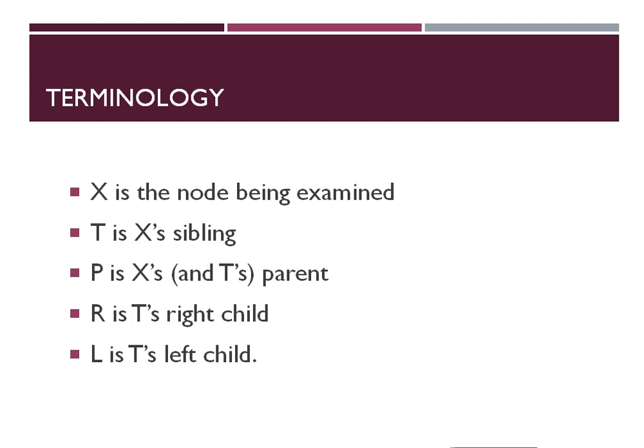So the terminology here is X is the node being examined. In the example we are taking here, we are examining the node which is labeled as X, and T is X's sibling. That means here X is one node, another node is T, and both are siblings. That means they have one parent which is called P. We are labeling X and T's parent as P. R is the right child of T and L is the left child of T.